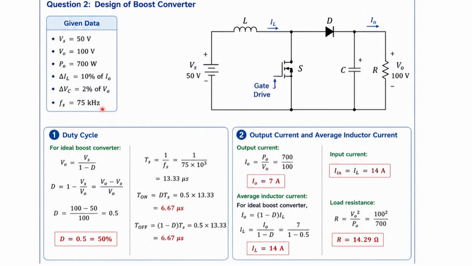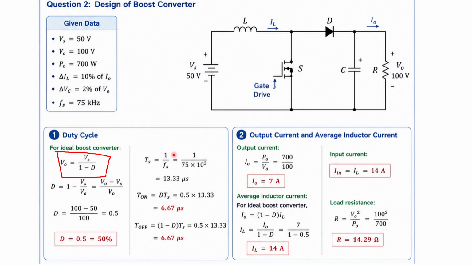So we will first start with calculating the duty cycle. The formula for finding the duty cycle for a boost converter is V0 is equal to Vs into 1 minus D. So this formula is having a change. For a buck converter it is V0 is equal to D into Vs, but for the case of a boost converter, V0 is equal to Vs into 1 minus D. On substituting the Vs and V0 values, we will get D as 0.5, or this can be written in percentage, 50%.